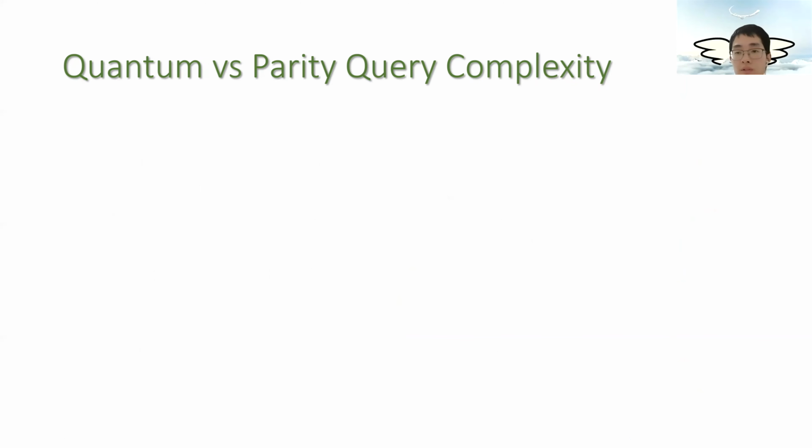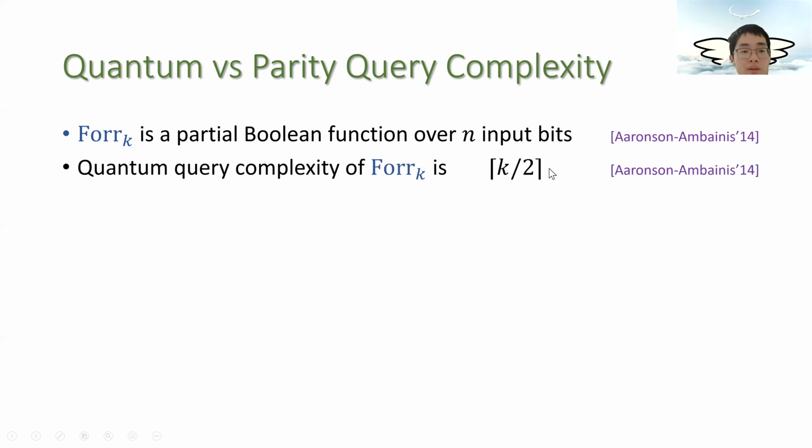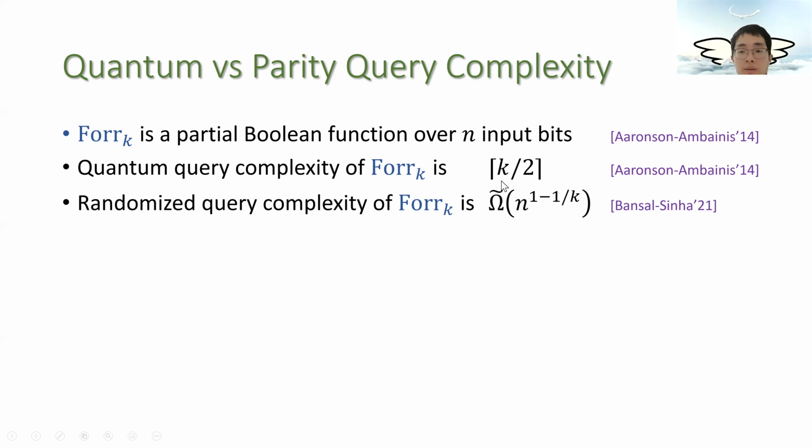Let me mention our first application. It comes from quantum and parity query complexity. K-fold correlation is a partial Boolean function over n input bits. For our purpose, we can treat it as a black box. It is known that the quantum query complexity of this K-fold correlation is k over 2. And by a recent work, they show that the randomized query complexity of the K-fold correlation is at least n to the 1 minus 1 over k. And this is the optimal separation between quantum query complexity and randomized query complexity.